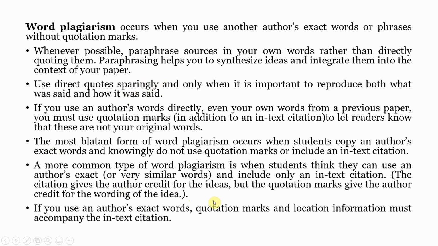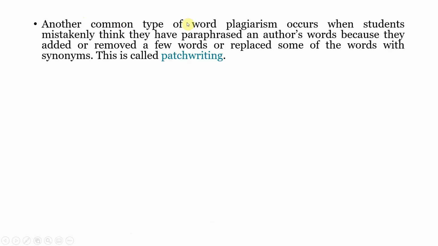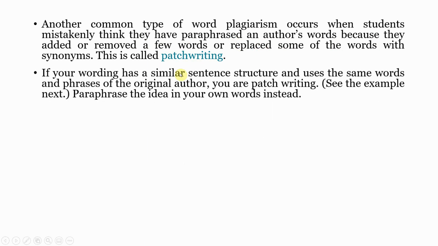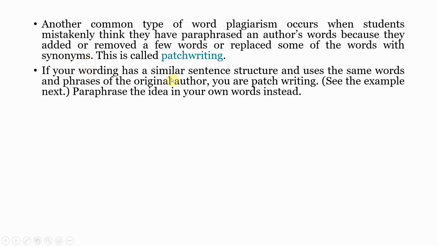If you use an author's exact words, quotation marks and location information must accompany the in-text citation, that is, you must mention the page number. Another common type of word plagiarism occurs when students mistakenly think they have paraphrased an author's words because they added or removed a few words or maybe used a few synonyms. This is called patch writing. If your wording has a similar sentence structure and uses the same words and phrases of the original author, you are patch writing. See the example now.